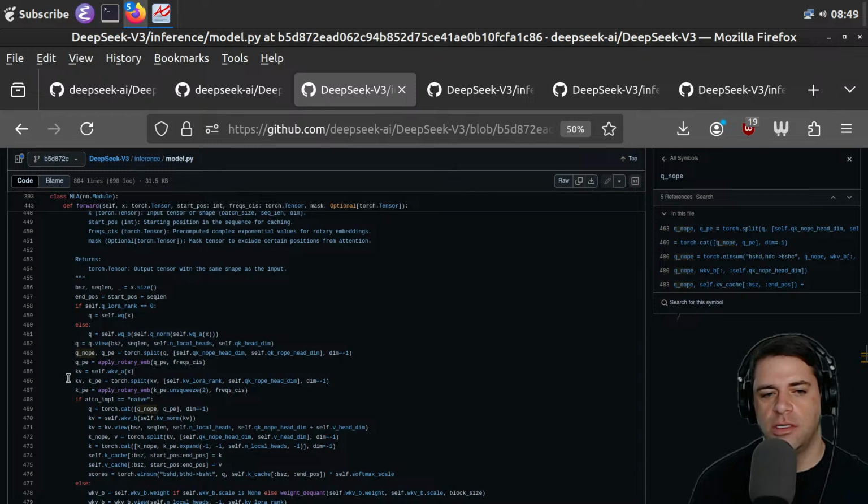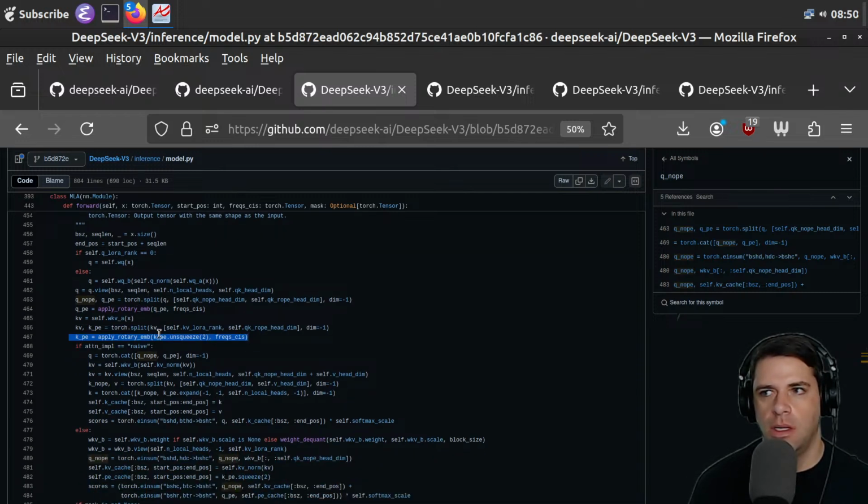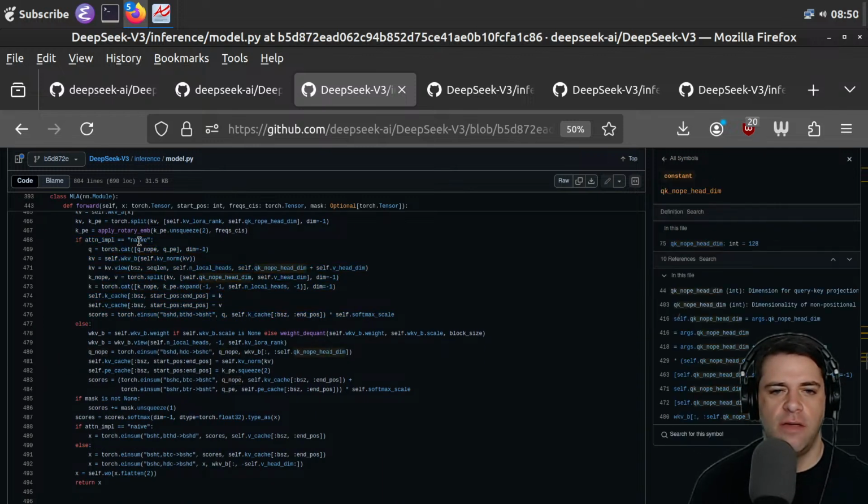We'll split that out and we'll get some KV vector and a KVPE vector. Again, I think this is like rope versus non-rope potentially. And then we apply rotary embeddings again. I don't know what unsqueeze is doing, unsqueeze of 2. We didn't unsqueeze the queries, but maybe that's because the queries are not compressed. So this may be the decompression step. I'm not sure. And if the implementation is naive, then we do a bunch of stuff. If it's not naive, we do a bunch of other stuff. I don't know if we care about the naive or the non-naive one.